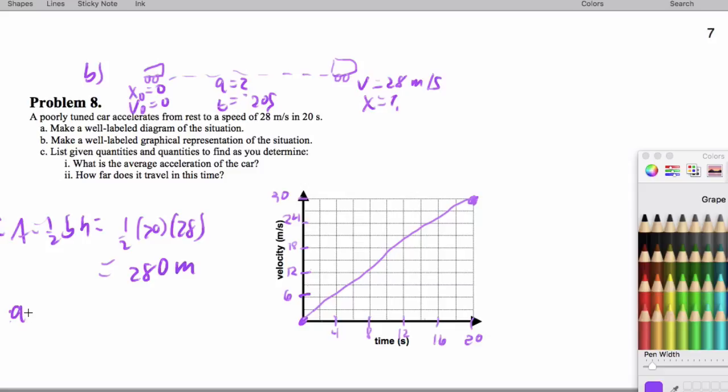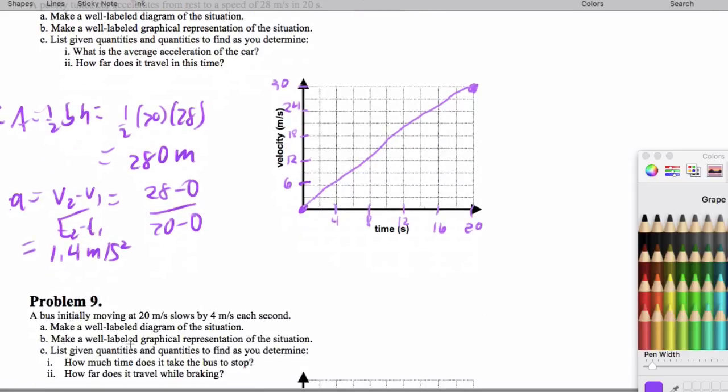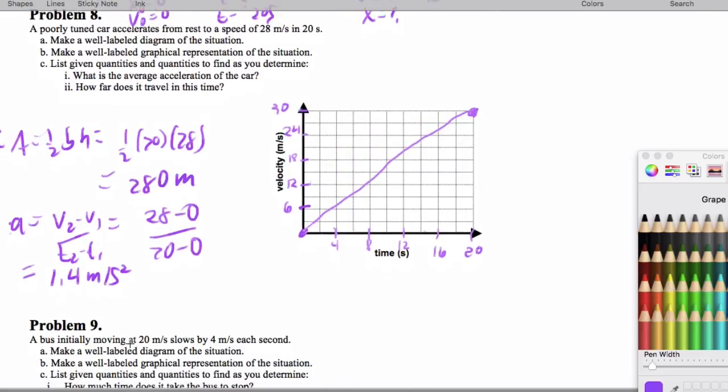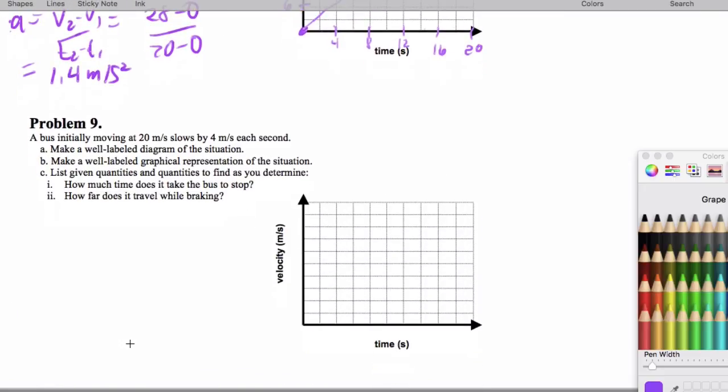Now the acceleration. So I will use the slope, v2 minus v1 over t2 minus t1. I'm just going to use the beginning and ending point. So 28 minus 0 over 20 minus 0. That ends up being about 1.4 meters per second squared. All right. Now, there's another way to do this, but you know what? We'll worry about that a bit later.